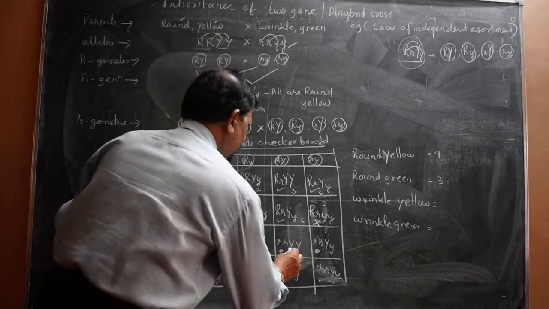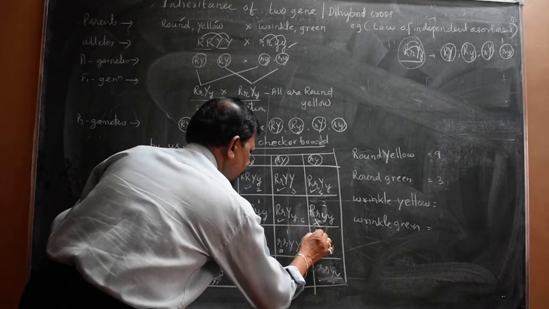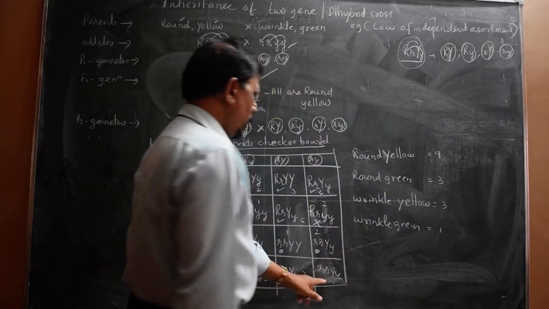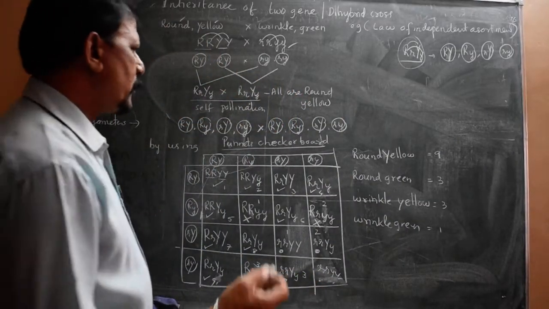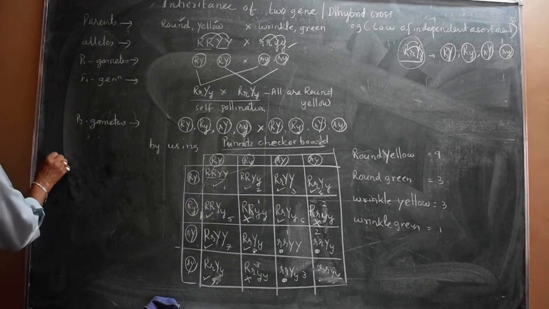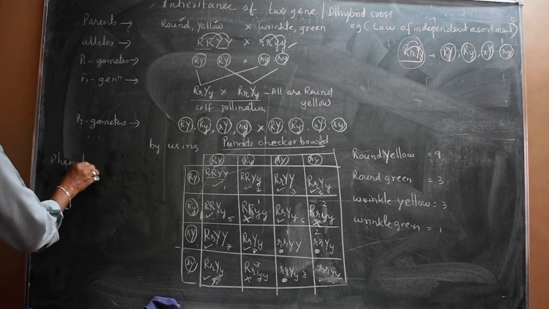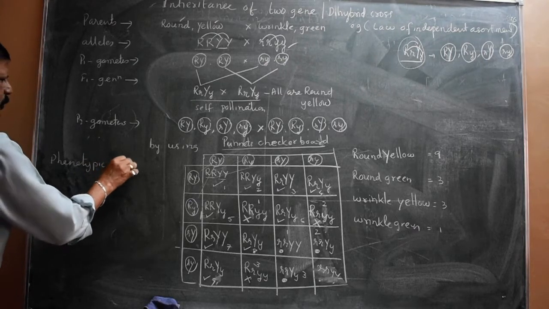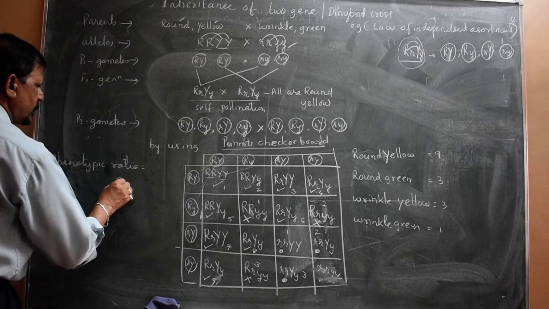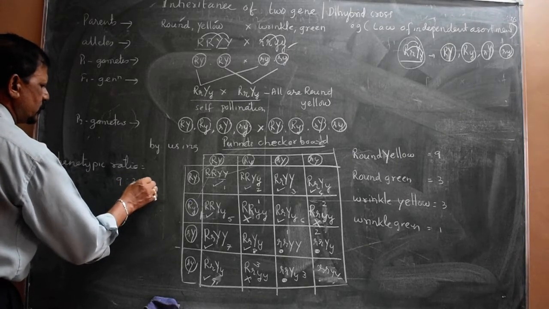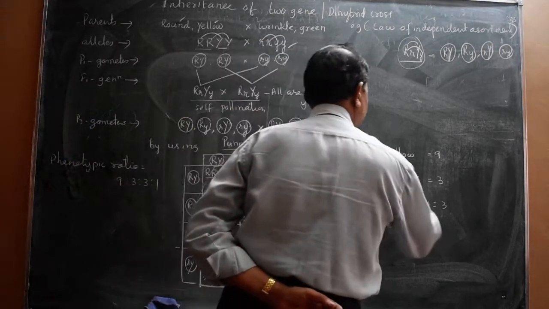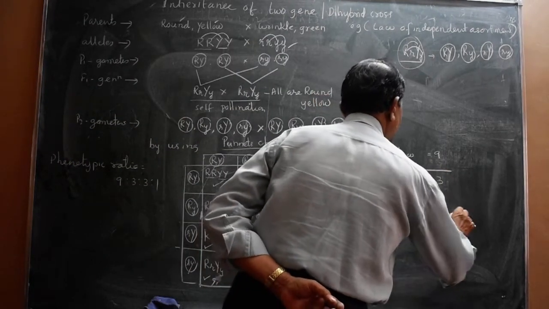How many are there? You see? Wrinkle yellow 1. Wrinkle yellow 2. And wrinkle yellow 3. And this is only 1. So the ratio is what? This ratio is the phenotypic ratio. The phenotypic ratio of a dihybrid cross is 9:3:3:1.